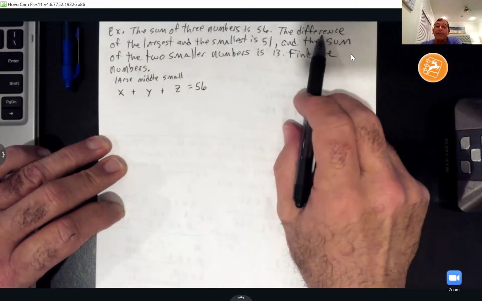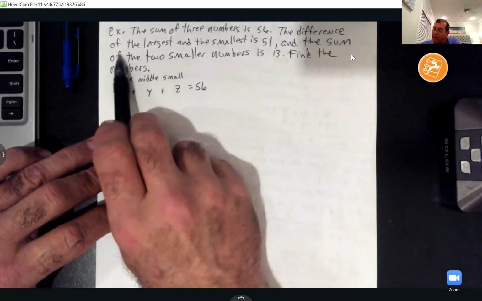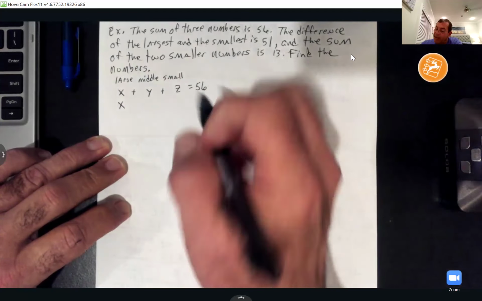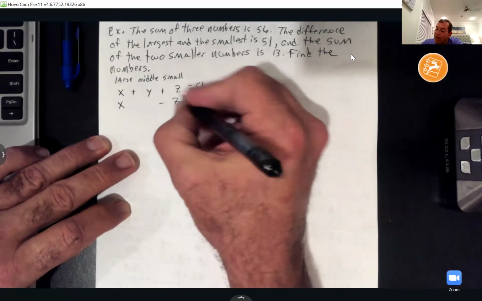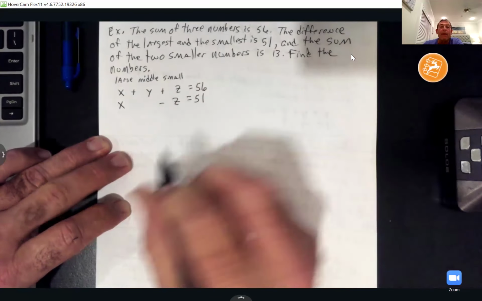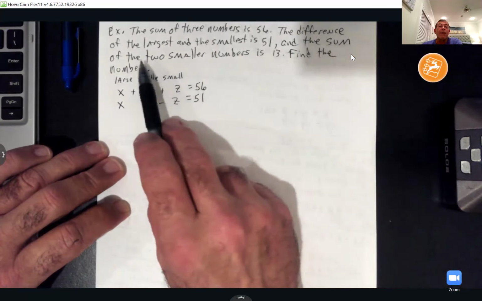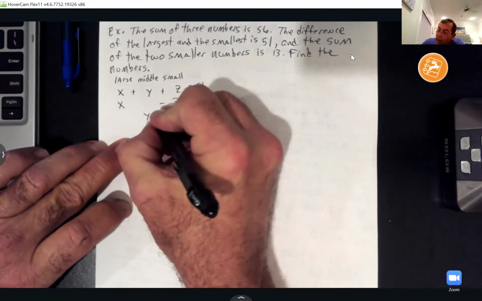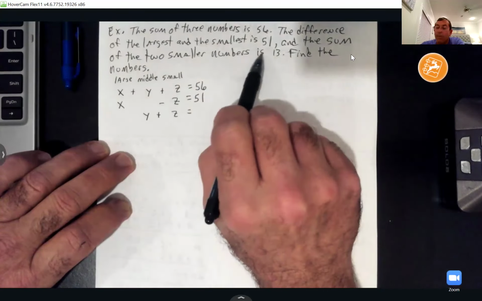Now look at this one, the difference. So now we're looking at subtraction. So the difference of the largest, which is X, and the smallest, which is Z, but remember, that means you're subtracting Z because that's a difference. Those two equaled 51. Now, your third sentence said the sum, so we're back to adding, of the two smaller numbers. Well, y'all, my two smaller numbers is my Y plus my Z. And those are going to equal 13.